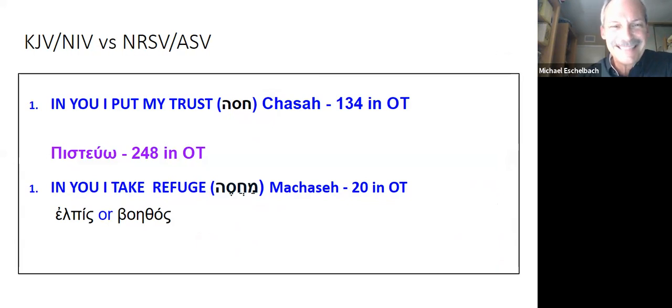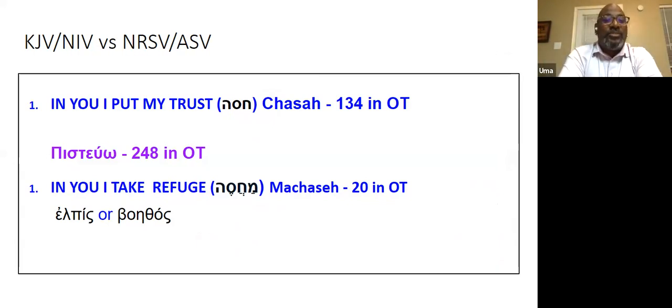So here we go. I did a comparison between trust and refuge and looked at the Greek words pistis versus ephes and boethos. And so the word trust is used more in the Old Testament compared to the word refuge, but they were also used in slightly different contexts, which is what I wanted to look at.